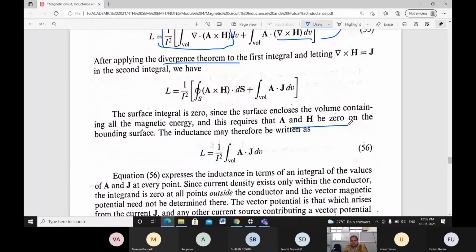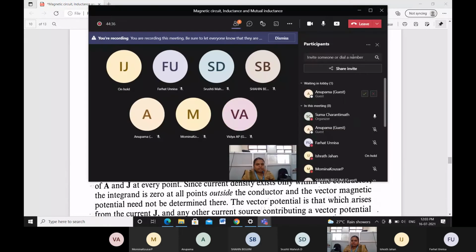In the previous case we know this: in a closed path, our magnetic field is going to be 0 on the bounding surface. Therefore, we are left with the inductance L equals 1 divided by I squared times the volume integral of A dot J dV. This is the equation you will get.